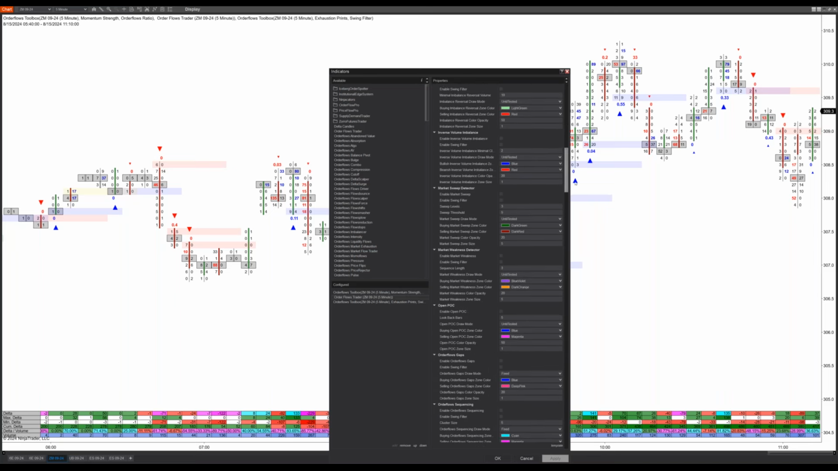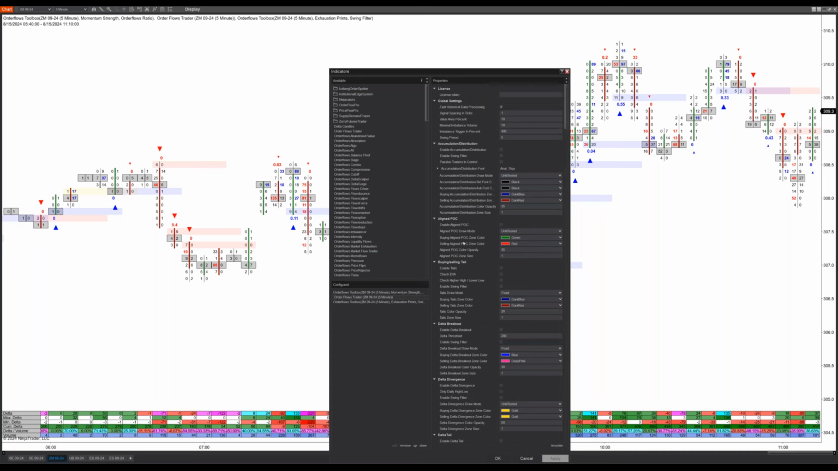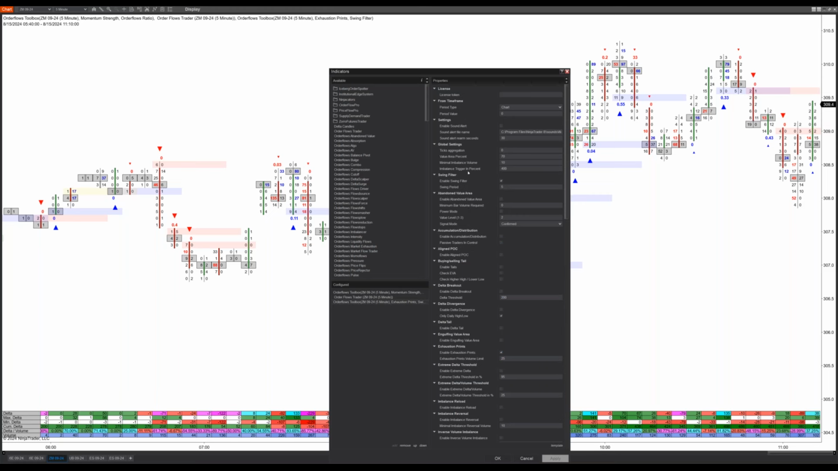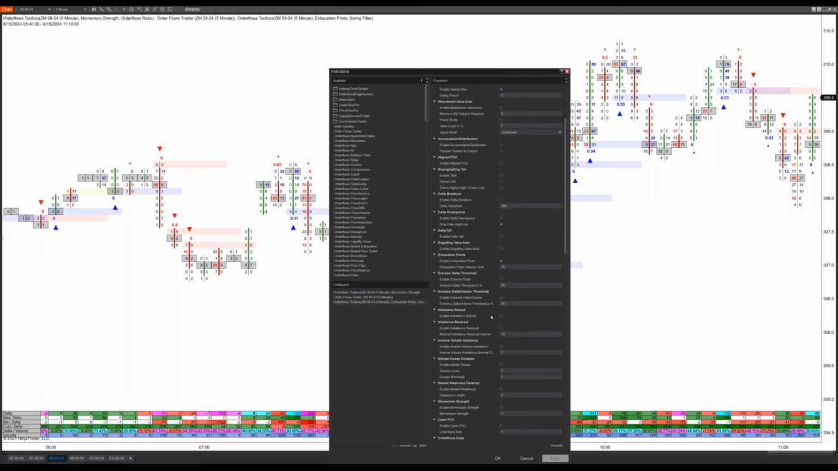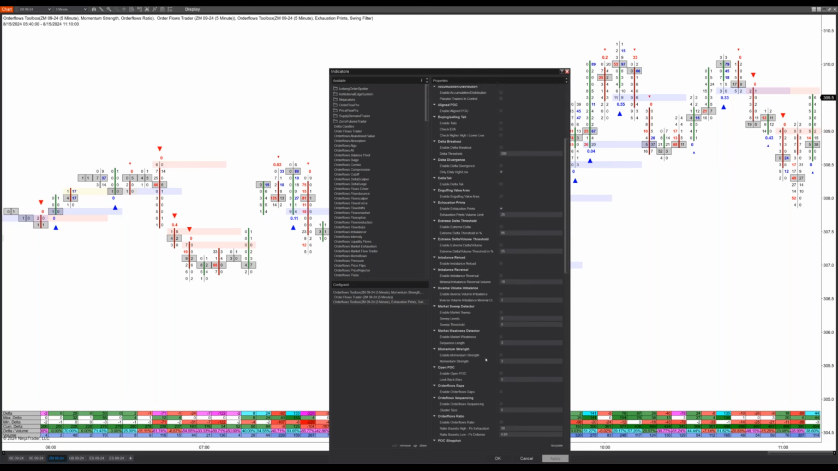Momentum is not on here as well. So we have swing filter, we don't have momentum. And this one here, the from time frame, allows you to look at tick, volume, range, second, minute charts of different values and put it on your existing chart. That is not part of Orderflows Trader. The footprint and the momentum strength is not yet.